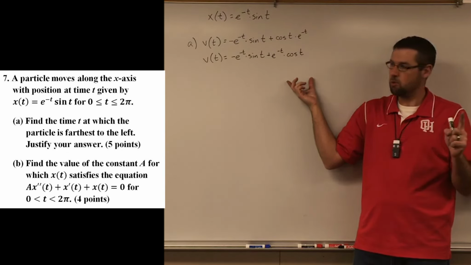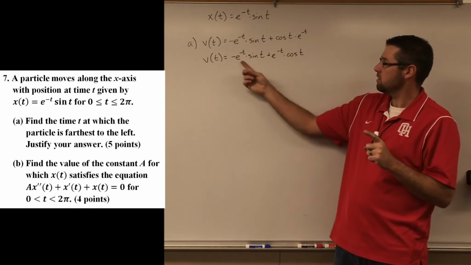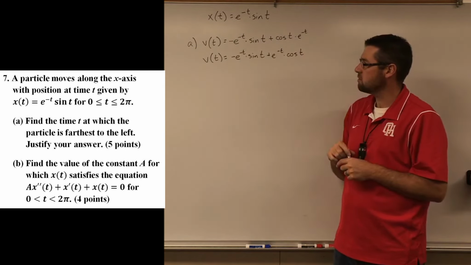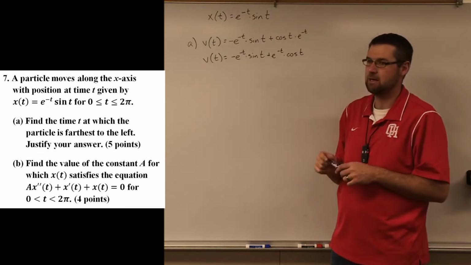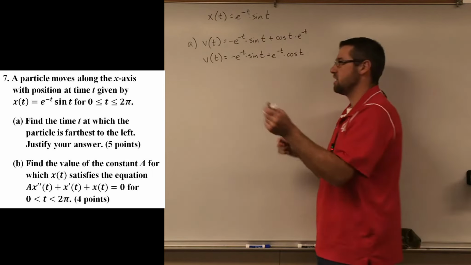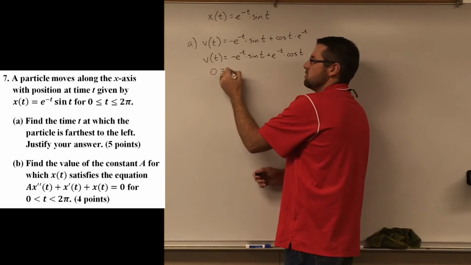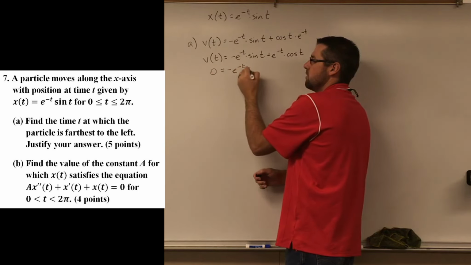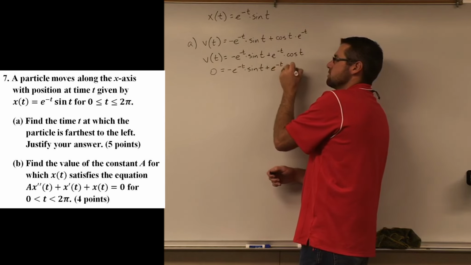So what's one type of critical point? When velocity does not exist. Can I plug in any t value? We're looking at the domain 0 to 2 pi, so between 0 and 2 pi I can plug in any value. What's the second type of critical point? When velocity is 0, so we'll set this equal to 0. The question though is, how do we solve this?